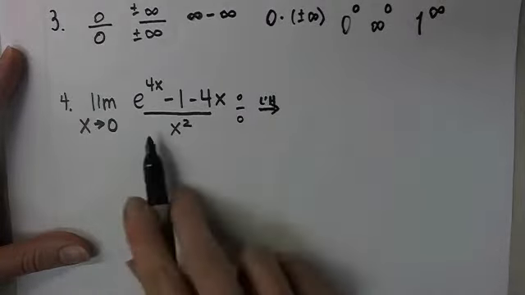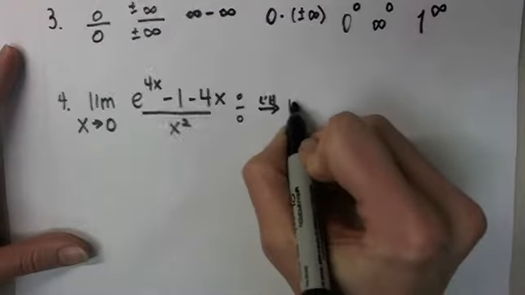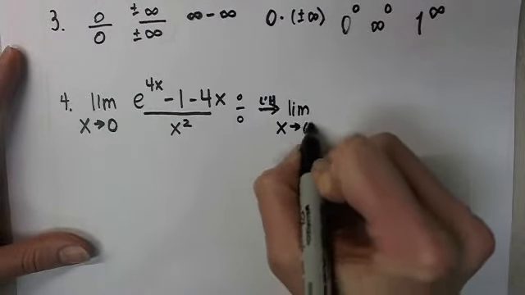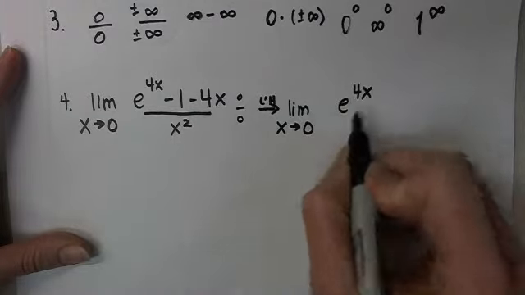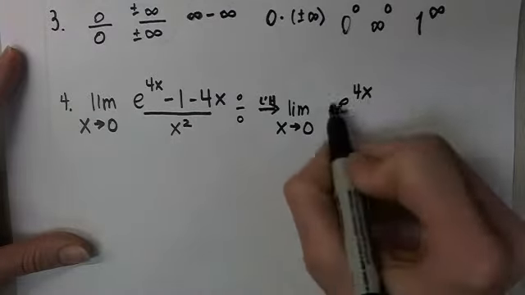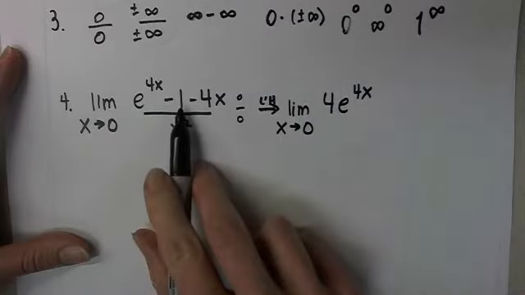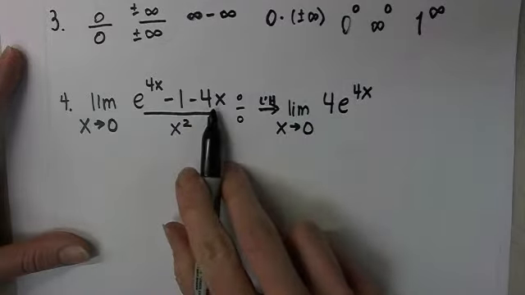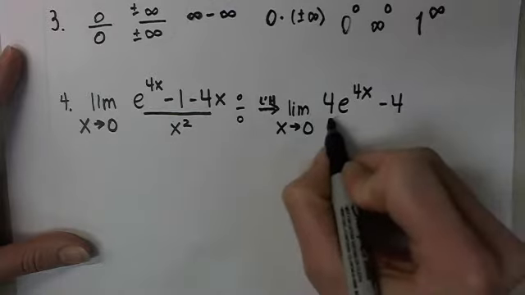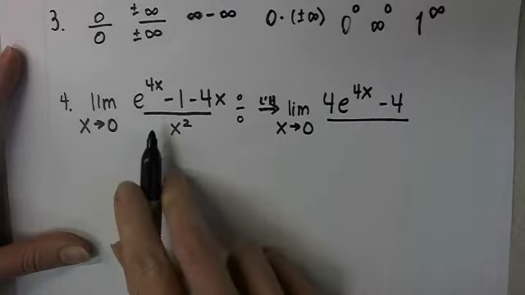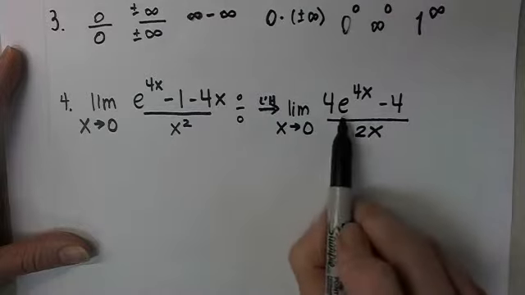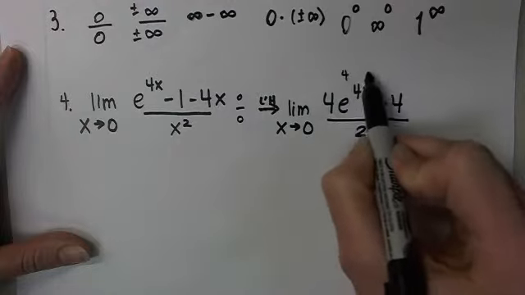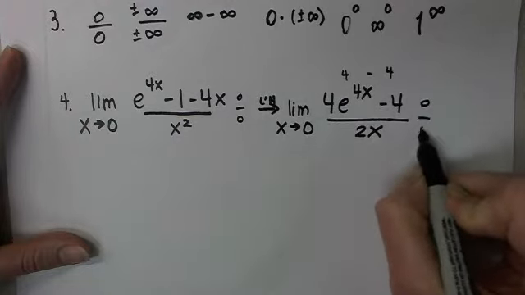So take the derivative of the top, take the derivative of the bottom. So this is going to be the same thing as the limit as x goes to 0. The derivative of e to the 4x, you rewrite it and then multiply by the derivative of the power, which is 4. Derivative of 1 is 0. Derivative of negative 4x is negative 4. And then the derivative of x squared is 2x. We try direct substitution again, and we get 4 times e to the 0. So we get 4 minus 4. So we get 0 over 0 again.